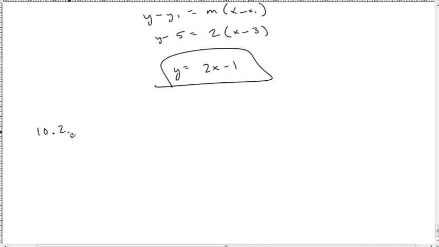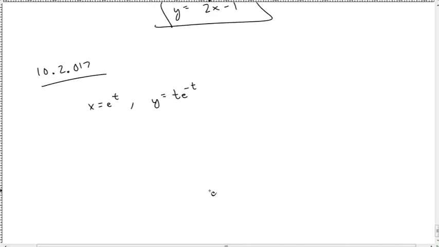Next question, 102017. So I've got x is equal to e to the t. I've got y is equal to t e to the negative t. And they say find the first derivative and then find the second derivative.